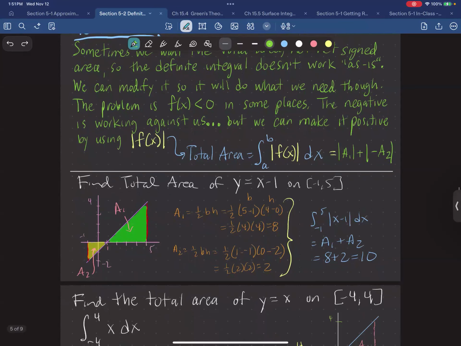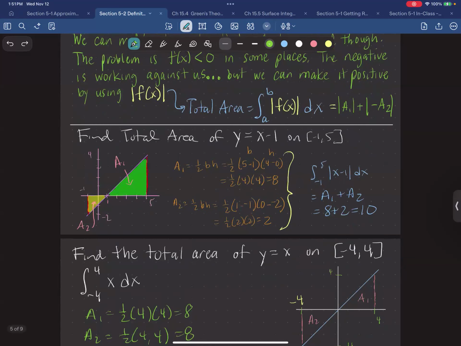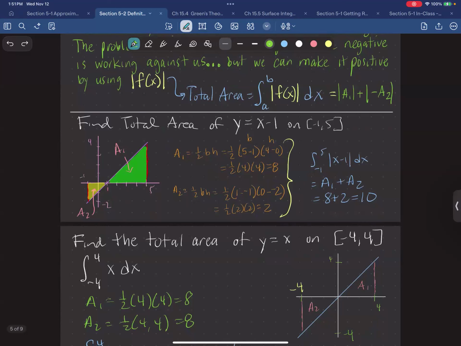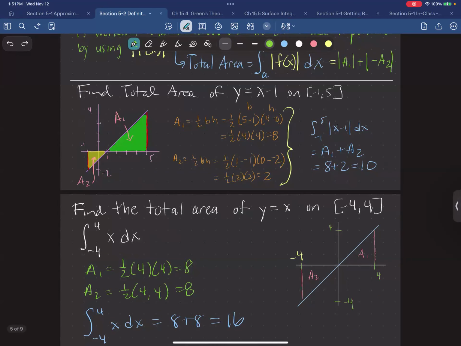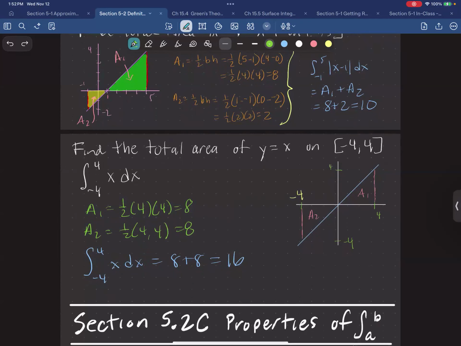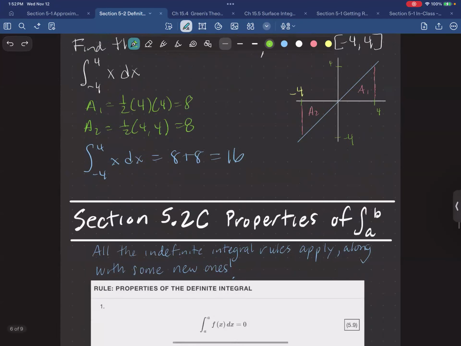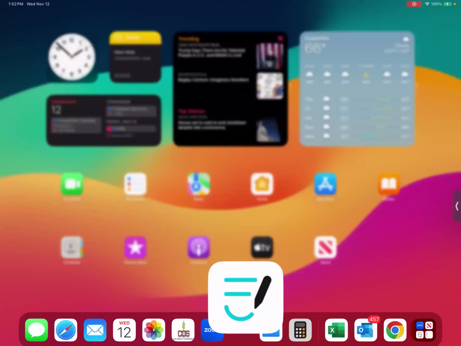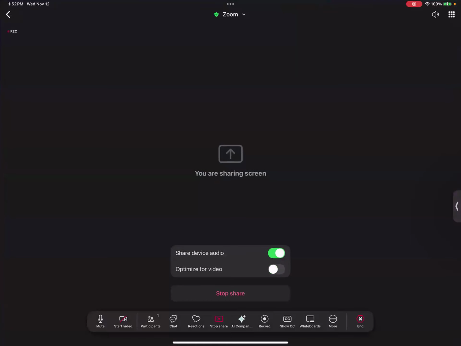The one we did before, y equals x on negative 4 to 4: take a second and calculate the total area there. I will assume you did. Remember, when we drew it and broke it up, each triangle was 8. When we did it before, we did 8 minus 8 and got 0. Here, we're adding them together, and we get 16. Next video will be properties of the definite integral. Oh, good stuff. Peace.